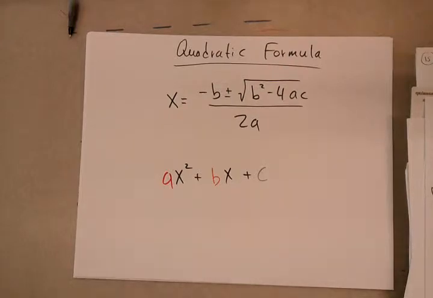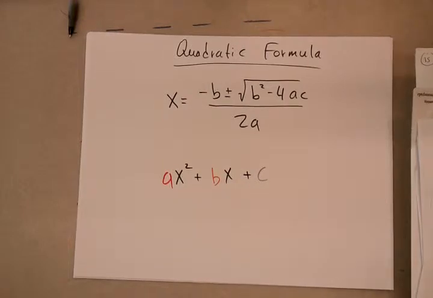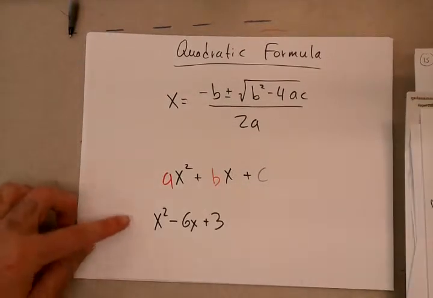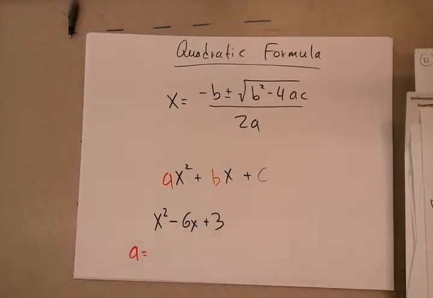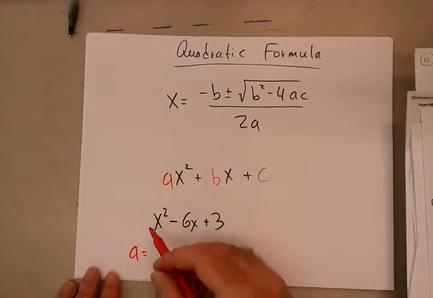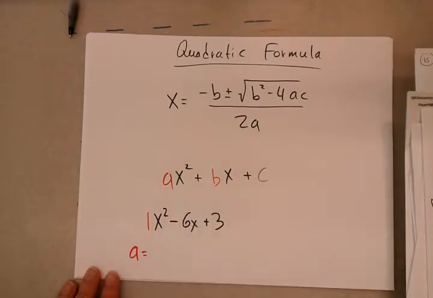So the first thing you need to do in the quadratic formula is find your a, find your b, find your c. So for example, if I were to give you a problem like this, and then I asked you to find the a, the b, and then the c. So that's the first thing. So the a is always whatever's in front of the x squared. Well, what's in front of this x squared here? It appears like there's nothing, but remember, there's always a hidden 1 that we just don't write. So the a in this case is a 1.